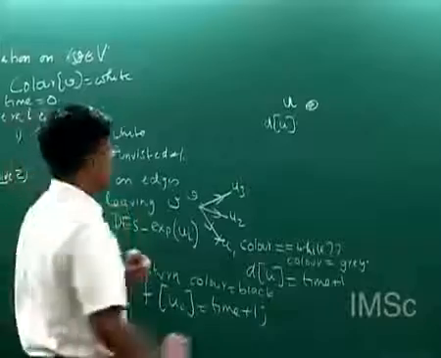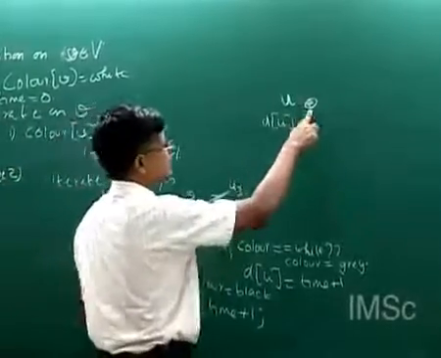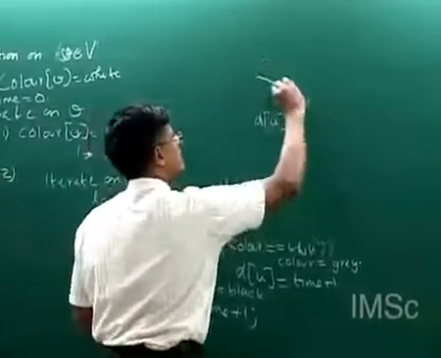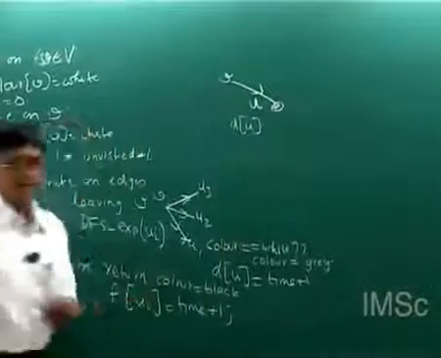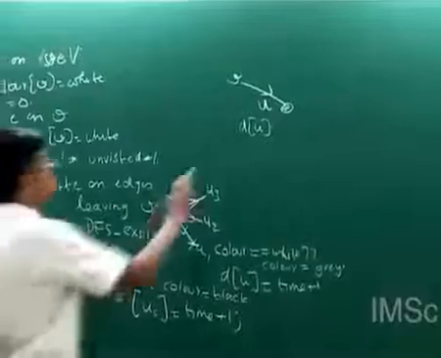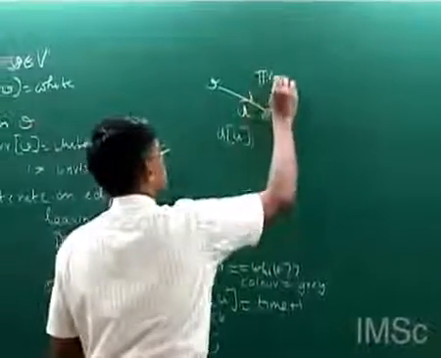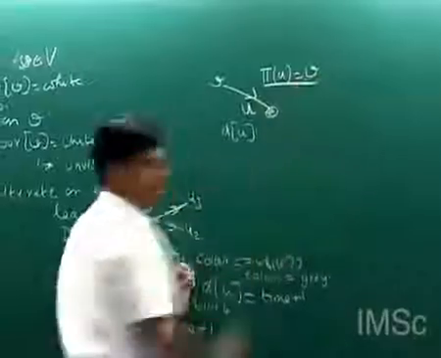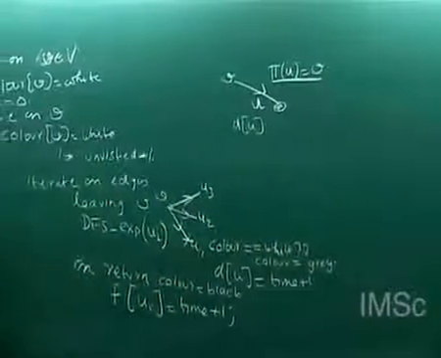Okay. One more thing that I forgot. If it was white here, you keep track of the vertex from where you came to this vertex, and pi, the parent of u, is set to v, right? So let me make this change here.